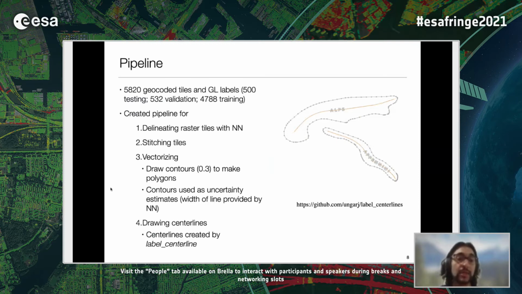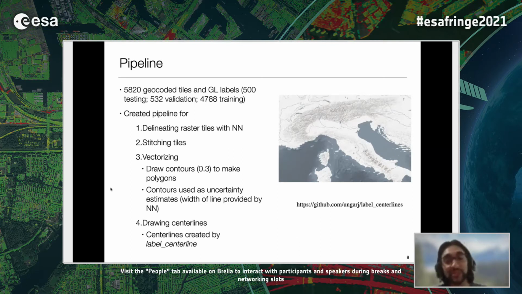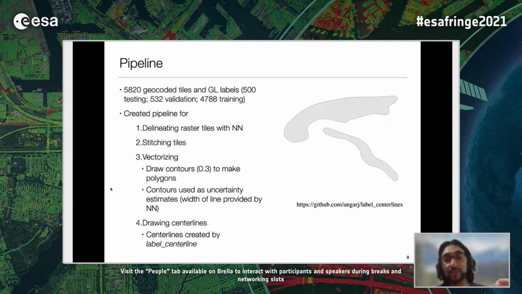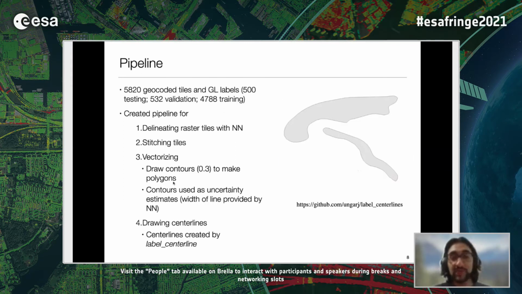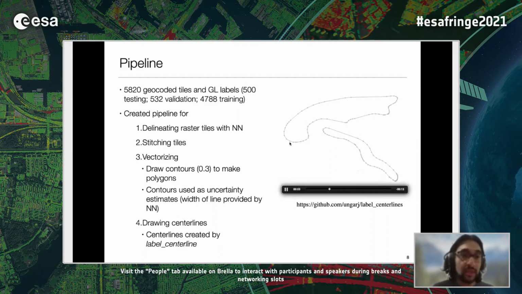Surprisingly, the step that takes the most work is vectorizing those raster outputs to get the contours of where the grounding lines are. But the good thing is those contours actually provide uncertainty estimates, because we're taking a raster probabilistic distribution of where the grounding line is and converting that to the vector representation. And finally, we draw center lines through those contours that represent the grounding line.